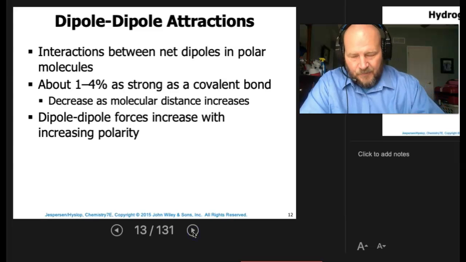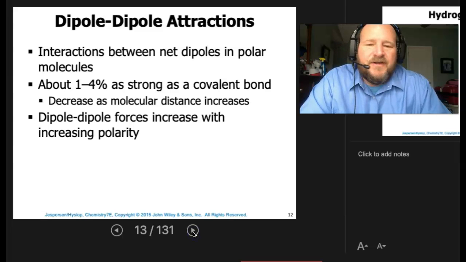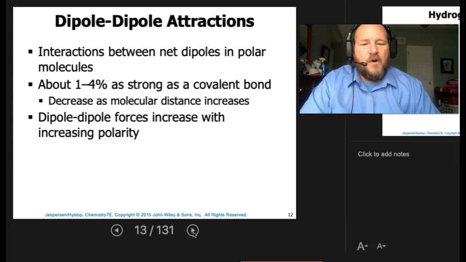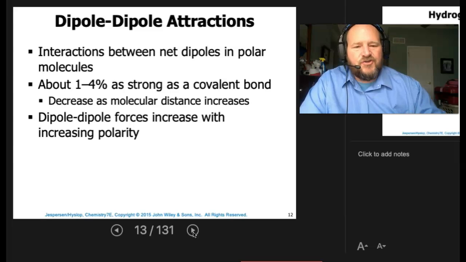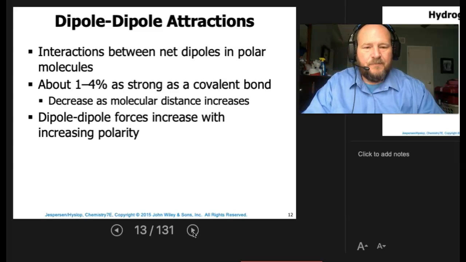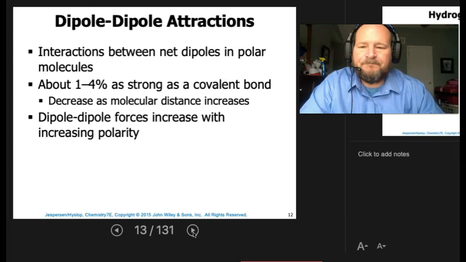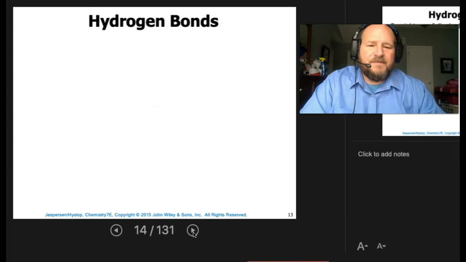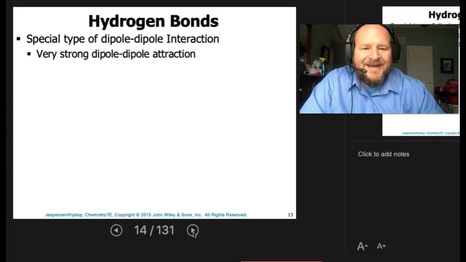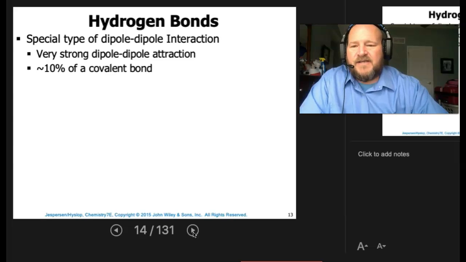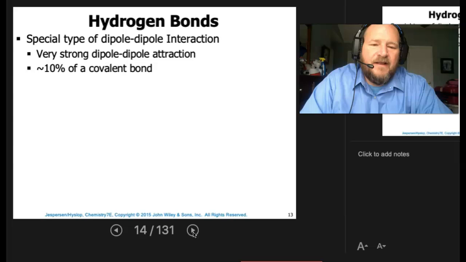So dipole-dipole forces increase with increasing polarity. So obviously, if we get a big enough moment, then that has a bigger attractive force, which means you're going to get a stronger bond in between the two, molecule A and molecule B. Now, a subset of the dipole is the hydrogen bond. So now this is a special type of dipole-dipole interaction, and it's a very strong dipole-dipole. In fact, it cranks up to about 10% of a covalent bond.